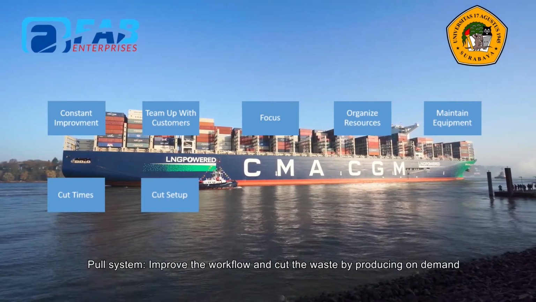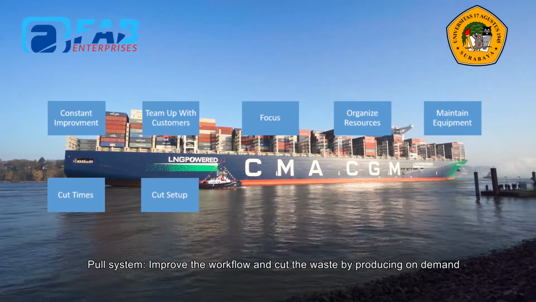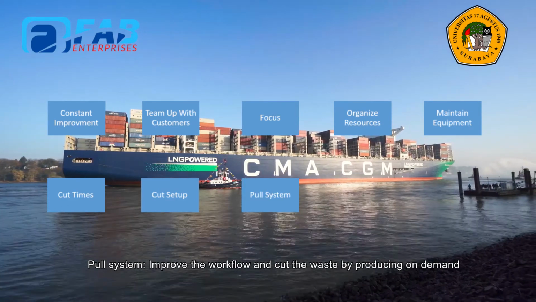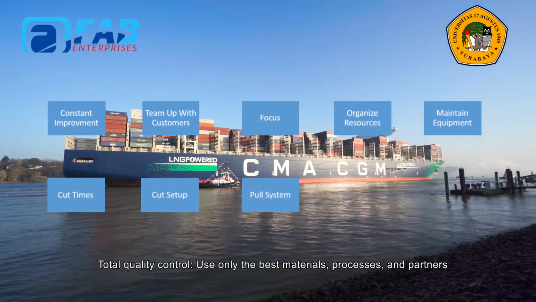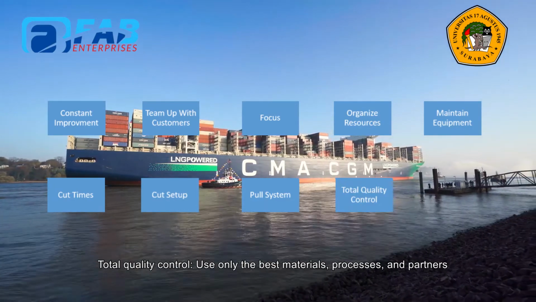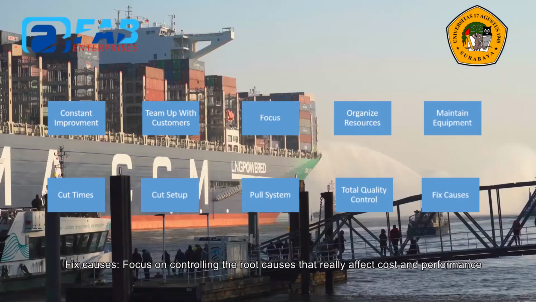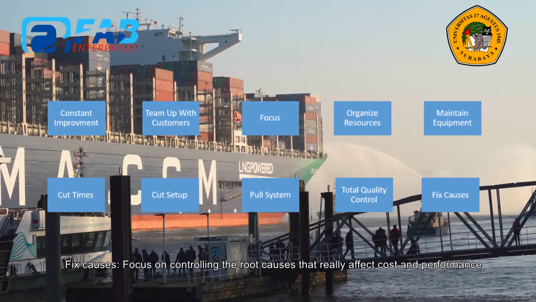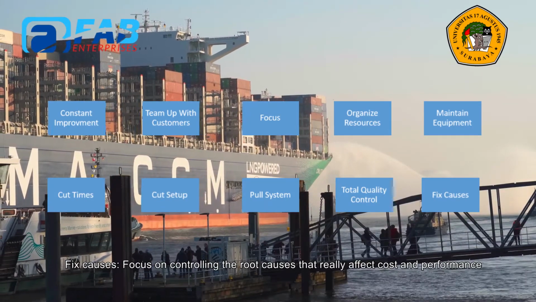Pull system. Improve the workflow and cut the waste by producing on demand. Total quality control. Use only the best materials, processes, and partners. Fix costs. Focus on controlling the root causes that really affect cost and performance.